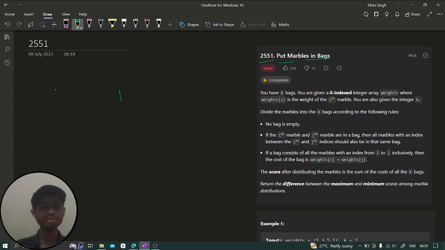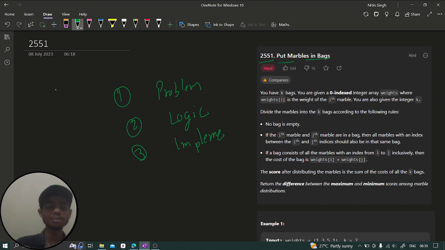Alright guys, so first of all, we are going to clearly understand this problem statement. And second, after that, we are going to move to the logic part. We are going to see how we can solve this problem. And third, after that, we are going to move to the implementation part. We are going to implement our logic in Python, C++, Java, and JavaScript programming languages.